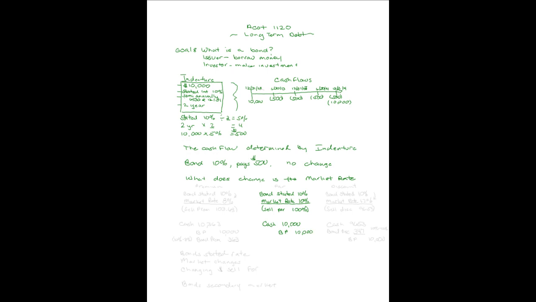$10,000 for our bond, and we would set up a bond payable, notice my abbreviation BP, for bonds payable, of $10,000. Well, let's say the market wasn't at 10%. Let's say our bond stated rate is at 10%, but the market's yield, or stated rate, dropped to 8%.